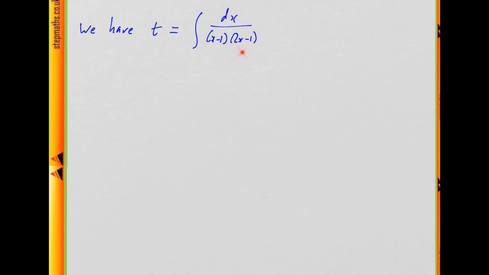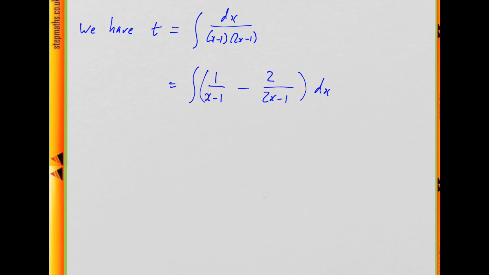Hopefully you've seen this kind of integral before. The way to do this is partial fractions. So we split up the inside into partial fractions. It turns out that 1 over (x minus 1)(2x minus 1) is the same as 1 over (x minus 1) minus 2 over (2x minus 1). If we just check, we get 2x minus 1 on top, minus 2x, so the x's cancel, and then plus 2, so we get plus 1 on top.